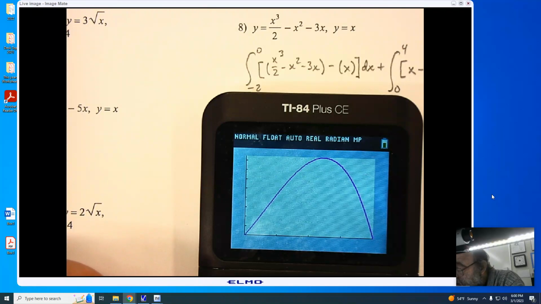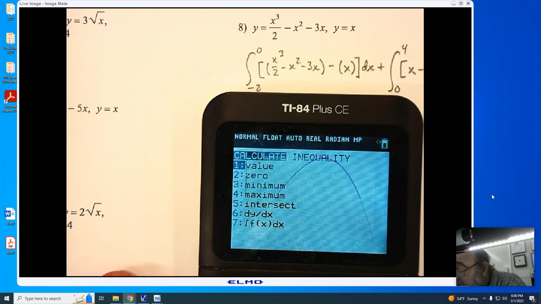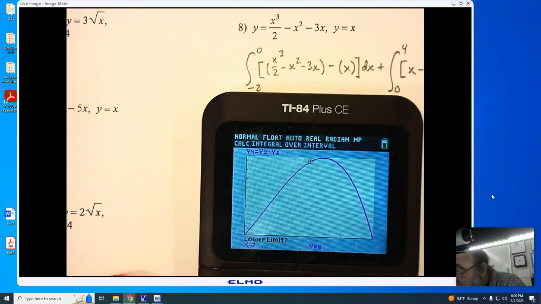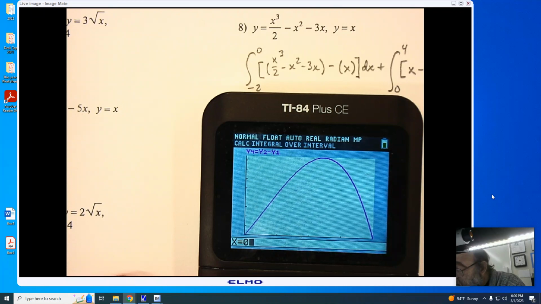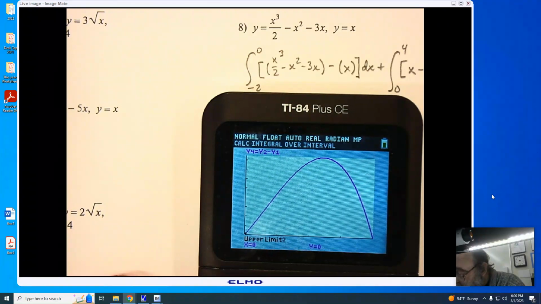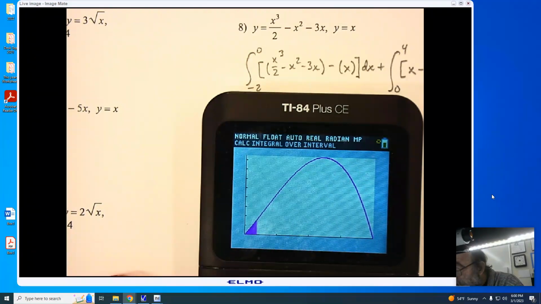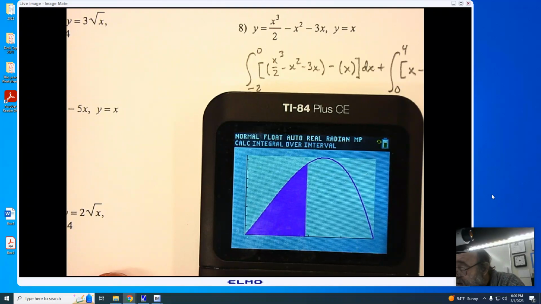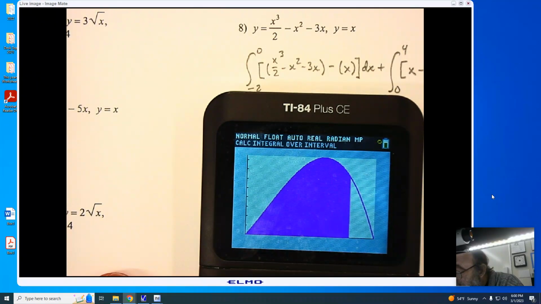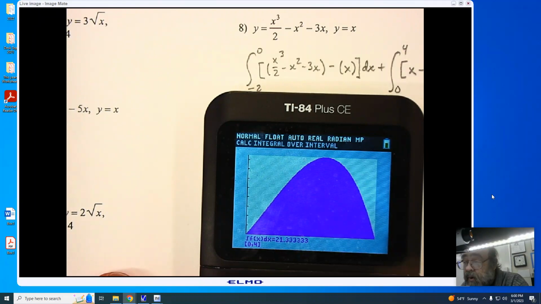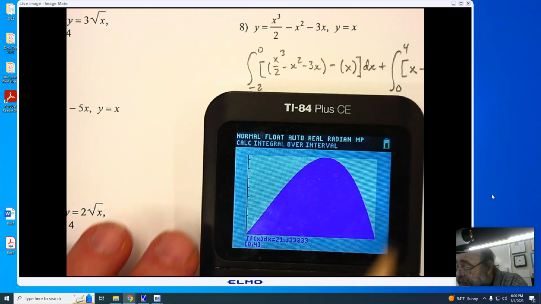And now we can do second trace, 7, and we're going from the 0 to 4. It's going to find our area, and we're going to add it to 3 and 1/3. We get 21 and 1/3. So 3 and 1/3 plus 21 and 1/3 is 24 and 2/3, which was the answer we had before.